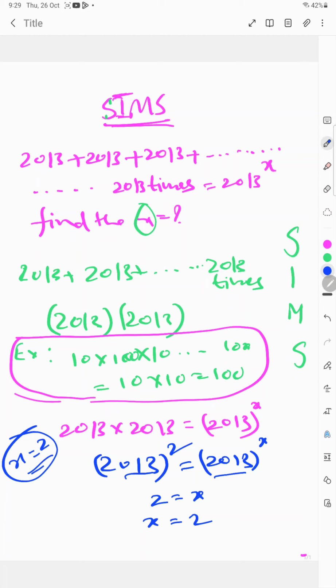This is the common expression: when a number is added that many times, multiply it by that series to find x. This is one of the methods.